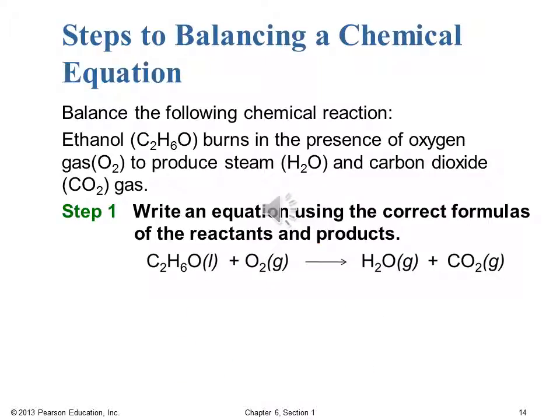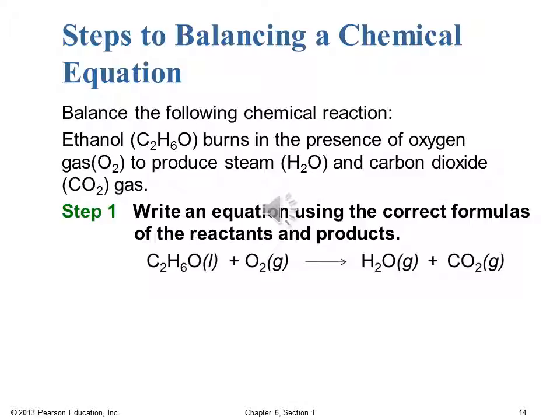Okay, so let's go ahead and put these steps into practice. So we're asked to balance the following chemical reaction. Ethanol, C2H6O, burns in the presence of oxygen gas, O2, to produce steam, which is just the gaseous form of water, H2O, and carbon dioxide, CO2, gas. So in step number one, we'll write an equation using the correct formulas of the reactants and products.